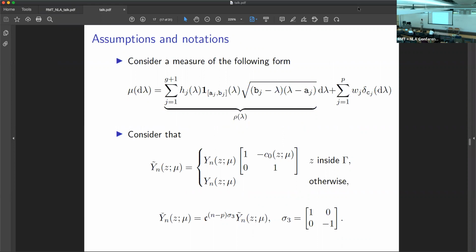We consider that the measure mu has two parts. The first part is a continuous part, where we assume a certain square root behavior near the edges. You can see we are already talking about random matrices because of the square root decay behavior near the edges. For flexibility, we also add certain mass points. This P can be 0, but G should be greater than or equal to 0, so at least you have one interval as a component.